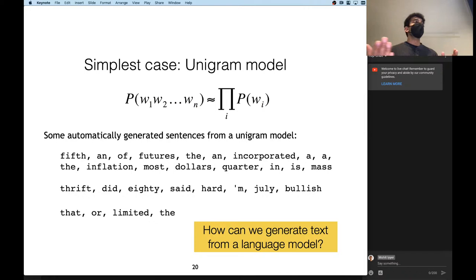So based on that, why do you think that this text generated from a unigram model looks like gibberish? Why might that be, given this process for generating text that we just described? Would you expect text generated from a unigram model to be coherent English? Why not?